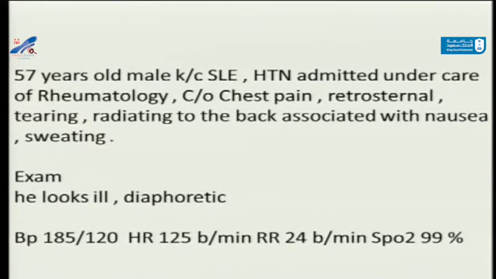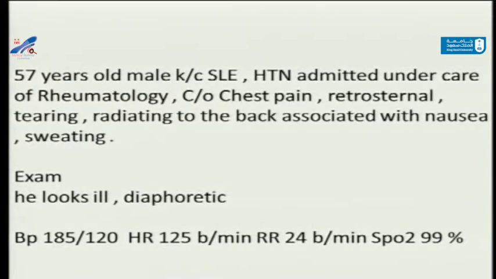So, third case is a 57-year-old male, SLE, hypertensive, admitted under the care of rheumatology, with chest pain, retrosternal, tearing, radiating to the back and shoulders, nausea, sweating. He looks ill, diaphoretic. Blood pressure is on the higher side, systolic 180, diastolic 120, tachycardic, but his oxygen saturation and respiratory rate are okay. So, first of all, what does he look like? He looks ill, right? Okay. Vitally stable other than the systolic blood pressure.